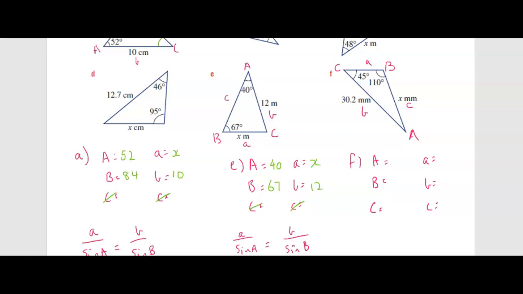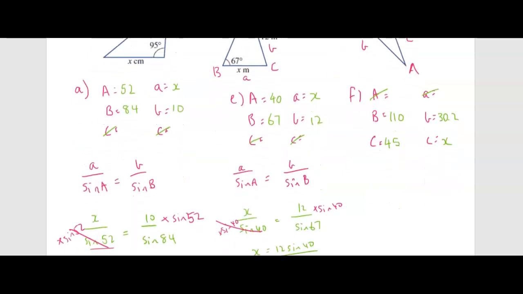Okay, so capital A, I don't have, and lowercase a, I don't have. Capital B is 110, little b is 30.2, and big C is 45, and little c is x. So when I'm writing my sine rule, remember you always write your unknown first. So little c was my unknown, and I've got my b, so that's why I'm using b.